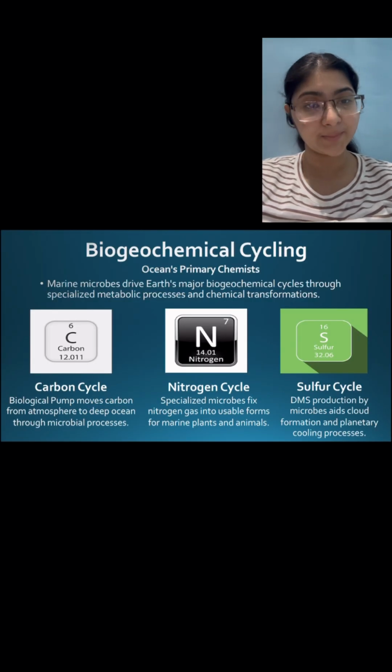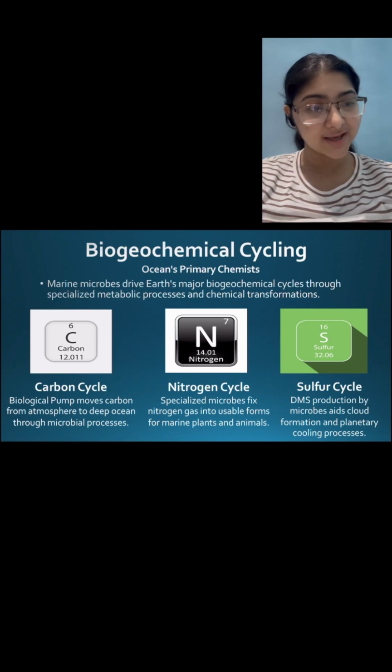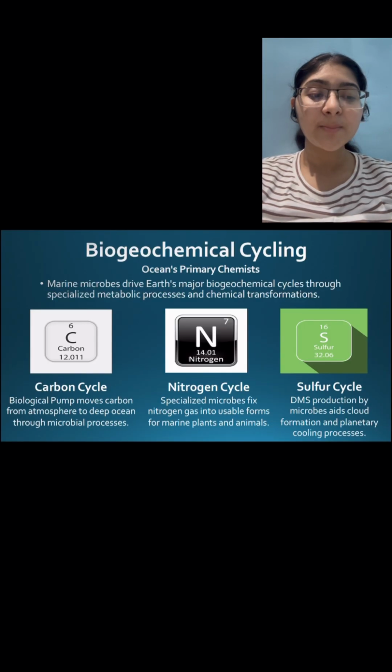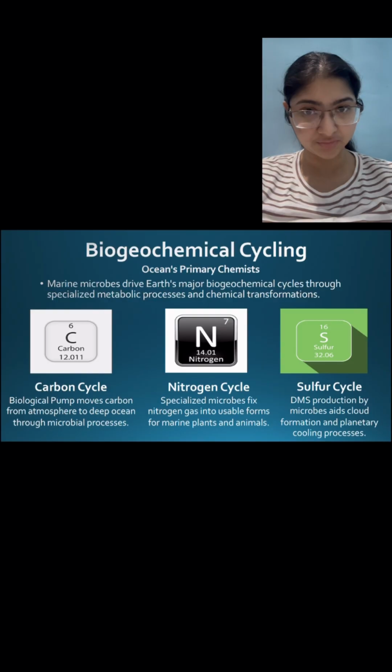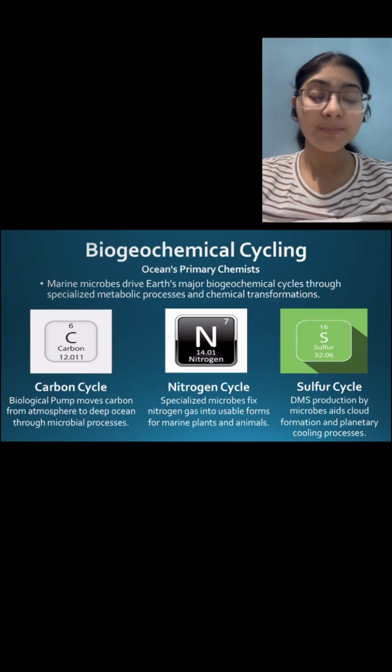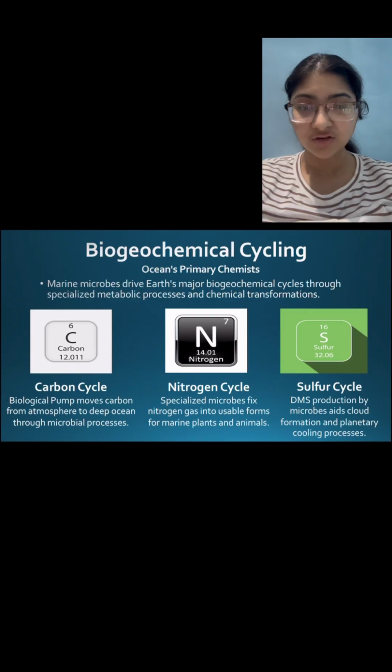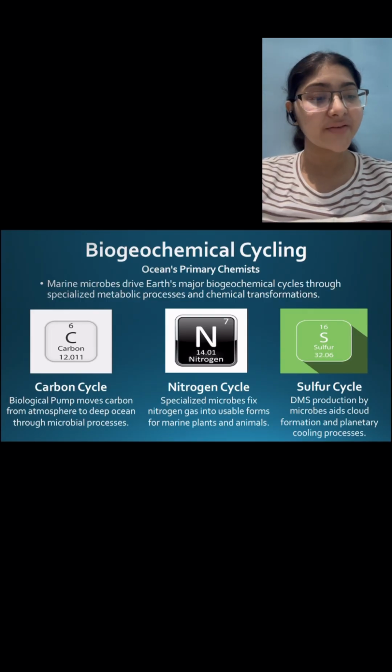Next we have the biogeochemical cycle, and in this we have three cycles, mainly the carbon cycle, nitrogen cycle and sulfur cycle. So first let's start with the carbon cycle. In this carbon cycle, the biological pump moves carbon from the atmosphere to the deep sea through many microbial processes. Next we have the nitrogen cycle. In this, specialized microbes fix nitrogen gas into usable forms for marine plants and animals. As we all know, nitrogen fixation bacteria help in this. Then we have the sulfur cycle. The DMS production of microbes aids cloud formation and planetary cooling processes.